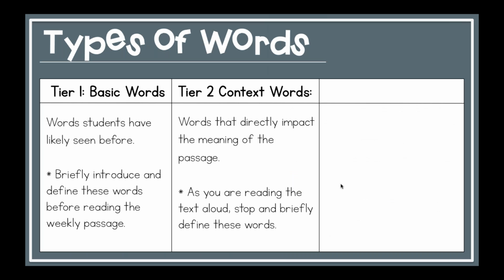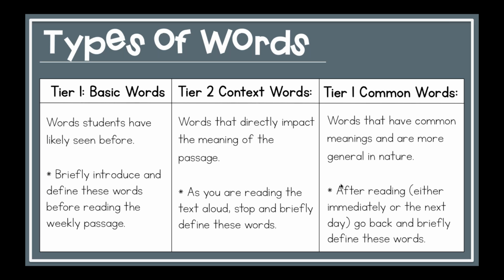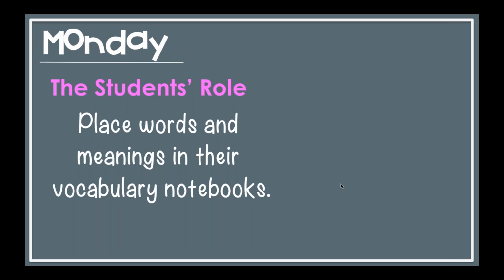And then the context words are the words that are going to directly impact the meaning of the passage, and you'll read those and define them as you stop and share. And then the last 4, those common words, those are words that have common meanings and are general in nature. So you'll define these after you're done reading, either immediately or you can even define them the next day.